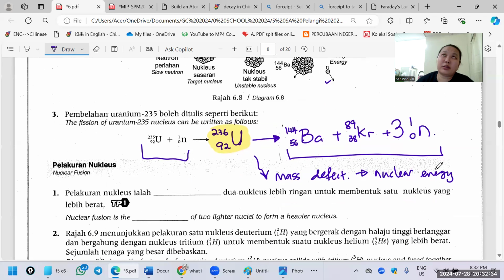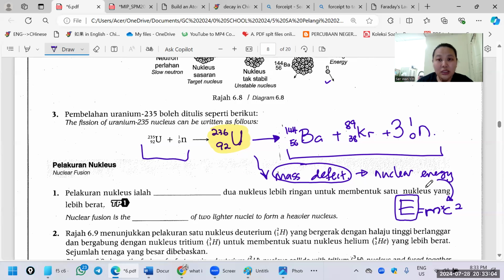Yes, that's the greatest formula in the 20th century, which was made by Einstein. E equals mc squared. So he said the missing mass, called mass defect, times the speed of light squared, then you will get the nuclear energy.